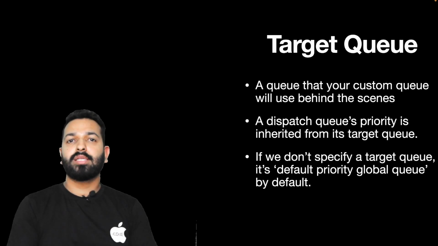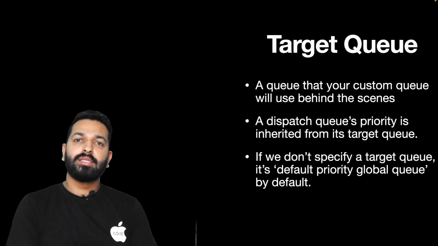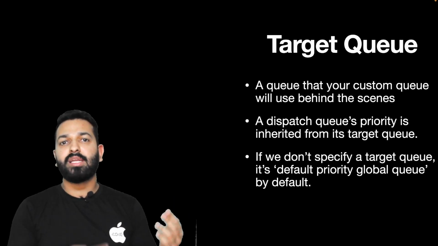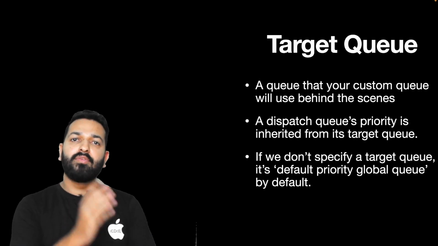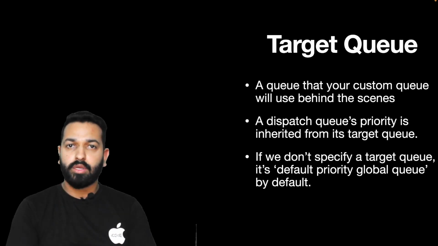The next question arises: what if we do not specify any priority? In that case, the default priority would be the default priority global queue. We saw that there were 4 quality of services and then 2 more, the default and the unspecified. So the default priority global queue would be used as the priority of your custom queue if you do not specify any QoS for your queues.